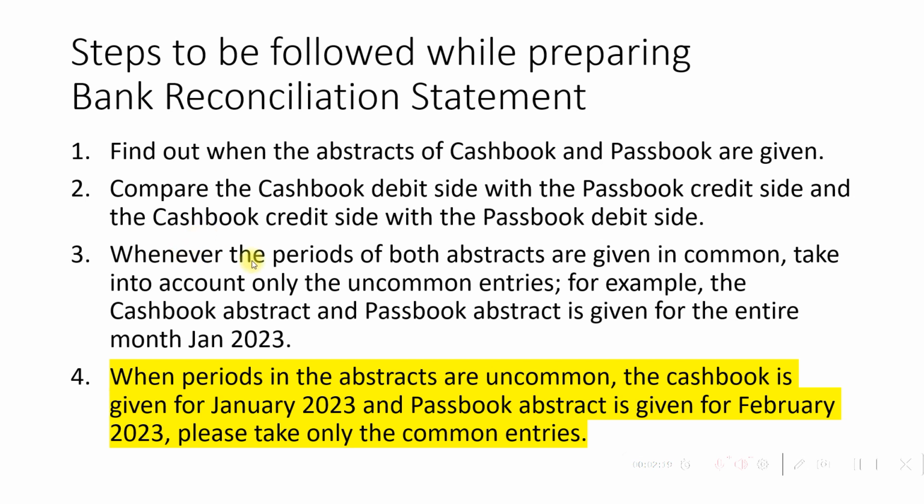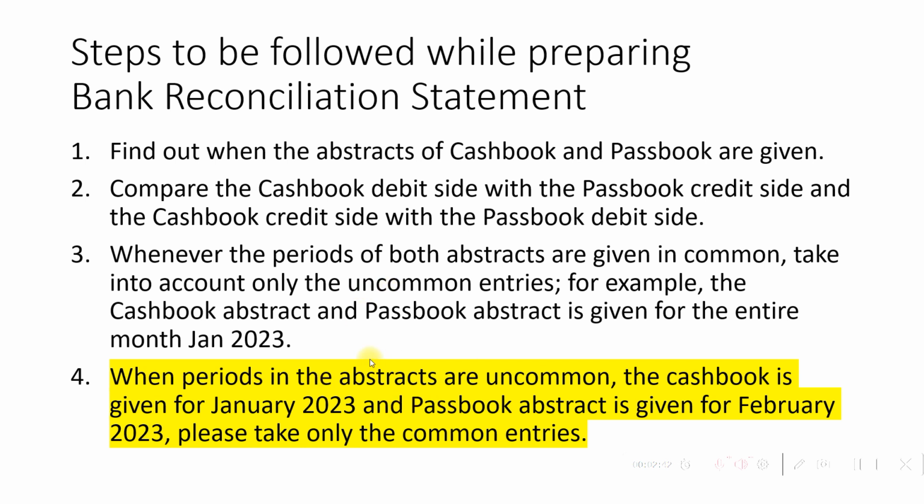The next step: whenever the periods of both abstracts are the same, take into account only the uncommon entries. For example, if the cash book abstract and passbook abstract are given for the entire month of January 2023, we will only take the uncommon entries between them for bank reconciliation purposes.